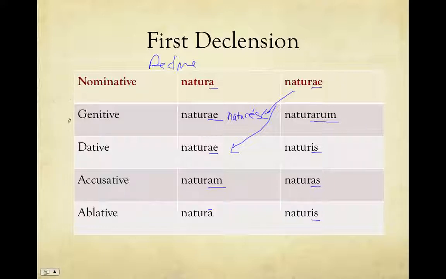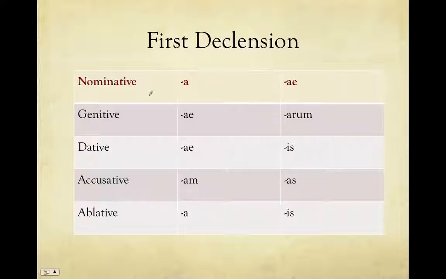This case system here, this order, is the generally accepted case order that most Americans memorize these cases in. There's nothing natural about this case order, it's just the one we happen to use. So to sum up, here are the endings: A, AE, AE, AM, A, AE, ARUM, IS, AS, IS.